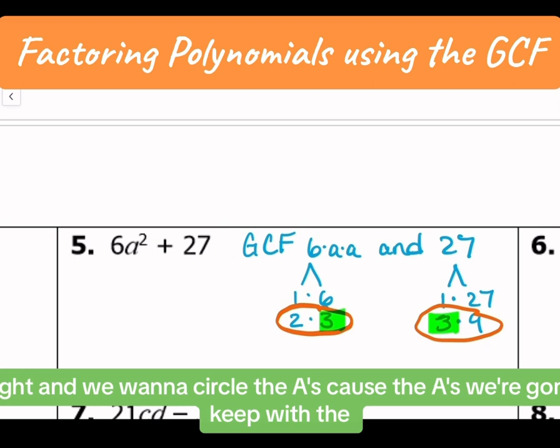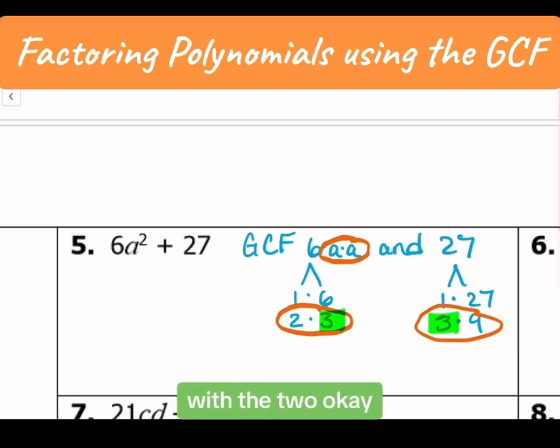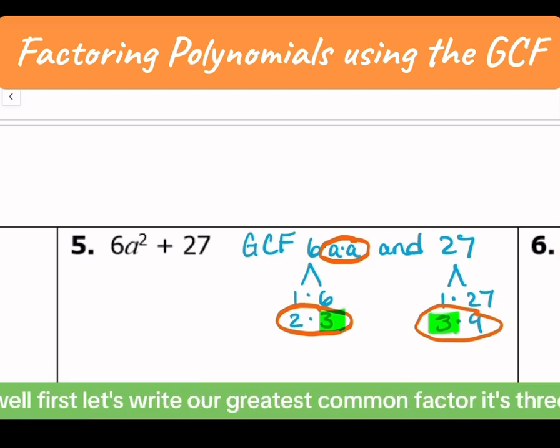All right? And we want to circle the a's because the a's we're going to keep with the 2. Okay? And what I mean by that, well, first, let's write our greatest common factor. It's 3.